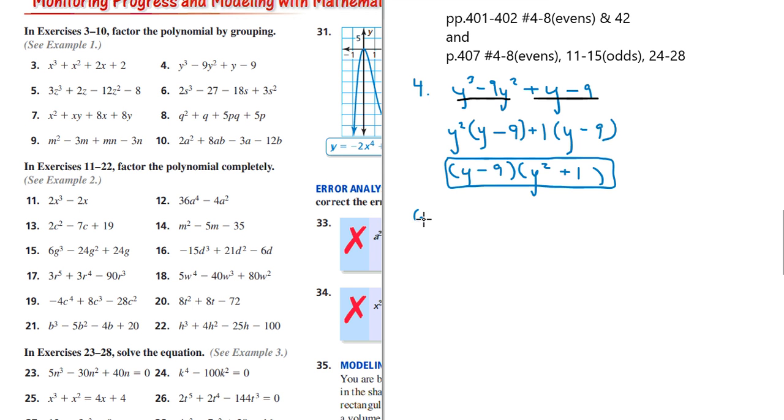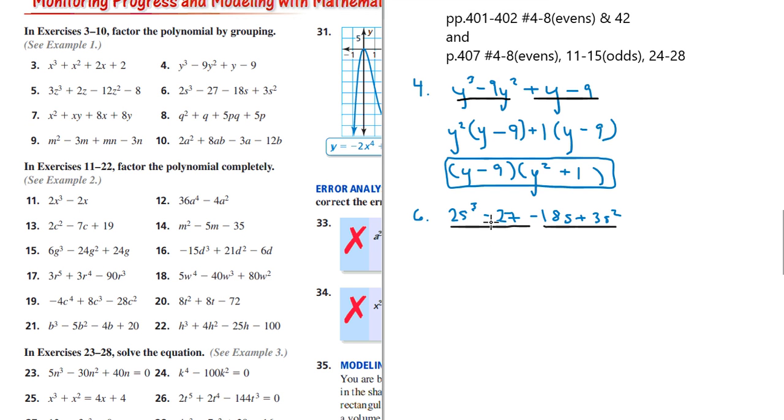Going on to number 6. On number 6, 2s cubed minus 27 minus 18s plus 3s squared. This is not in standard form, but that is okay. We can still factor this by grouping. We just group the first and last two together. We're going to take out the greatest common factor between each of these terms.